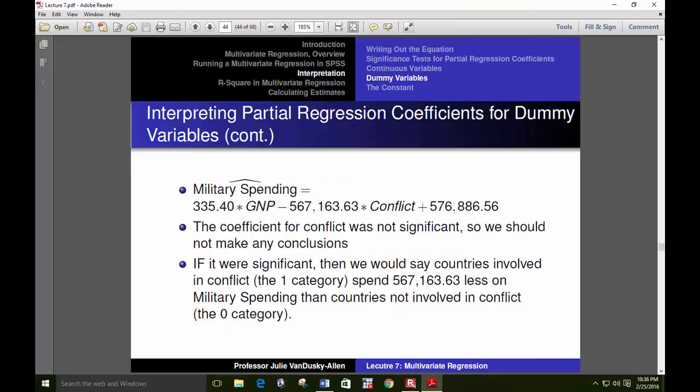So let's apply this to our multivariate regression example. Note that the coefficient for conflict was not significant, so we should not make any conclusions. But if it were significant, we could say countries involved in conflict, the 1 category, spend 567,163.63 less on military spending than countries not involved in conflict, the 0 category.